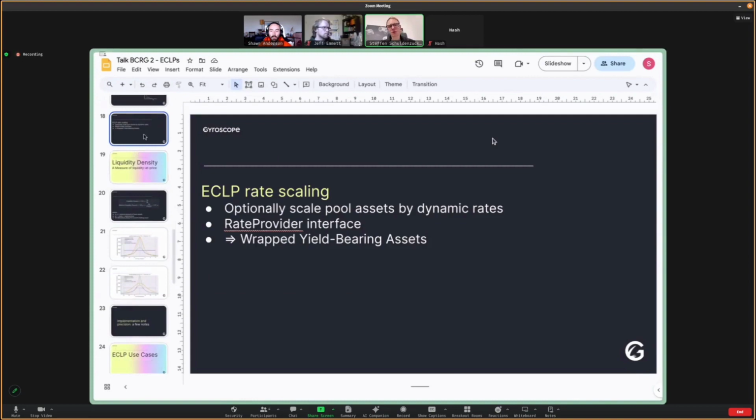And it's also pretty convenient because it gives you access to a wide range of asset pairs that you can use with this rate scaling.